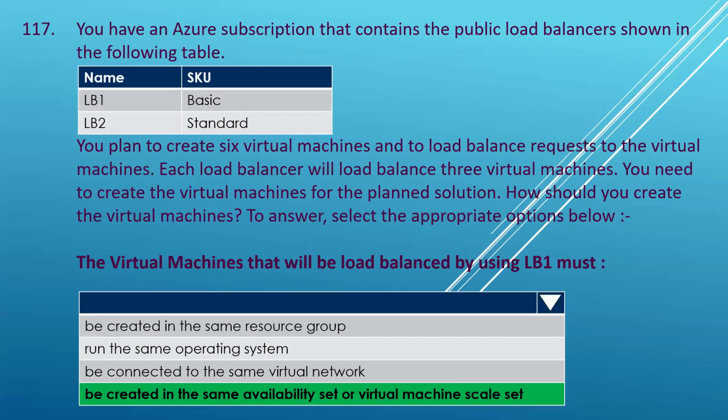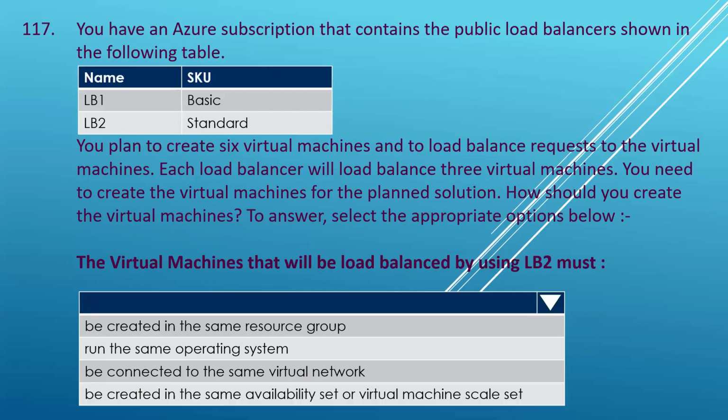Let's look at next part of this question. The virtual machines that will be load balanced by using LB2 must. Your options are again same, but LB2 is a standard load balancer which supports load balancing of any virtual machine or virtual machine scale set in a single virtual network. So the correct answer here would be third option. Be connected to the same virtual network.